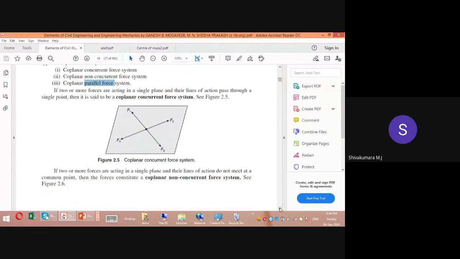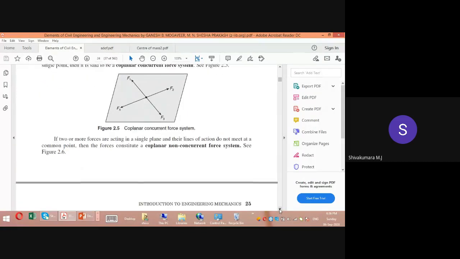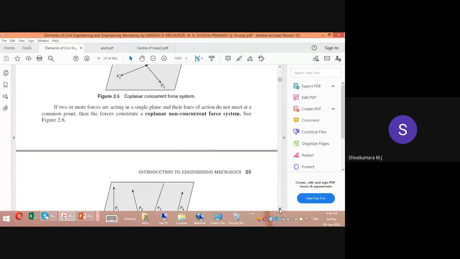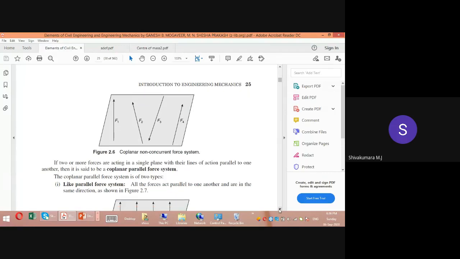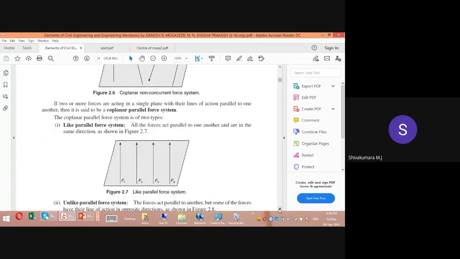The diagrammatic representation of the coplanar concurrent force system you can see over here. The lines of action of F1, F2, F3, F4 are meeting at one single point, so it is concurrent, and all the forces are lying in one single plane, that is the xy plane. That is coplanar concurrent. This is a coplanar non-concurrent force system. See over here, if you extend F1, F2, F3, F4, they will not meet at one single point anywhere. This is the diagrammatic representation of the coplanar non-concurrent force system.